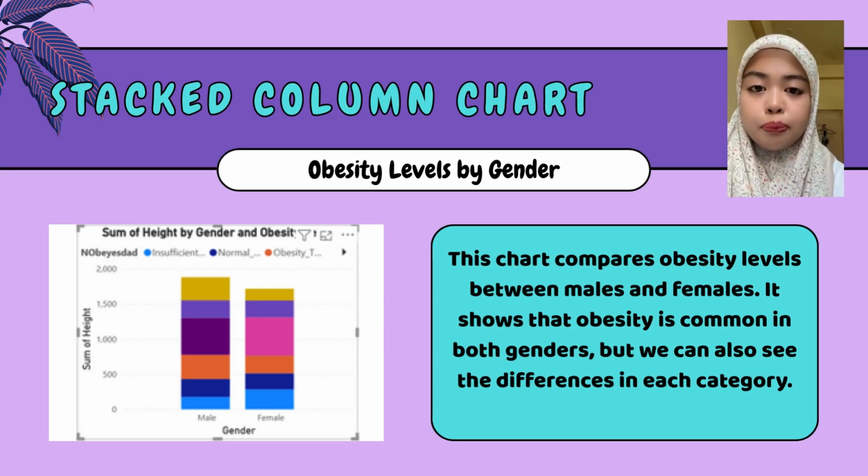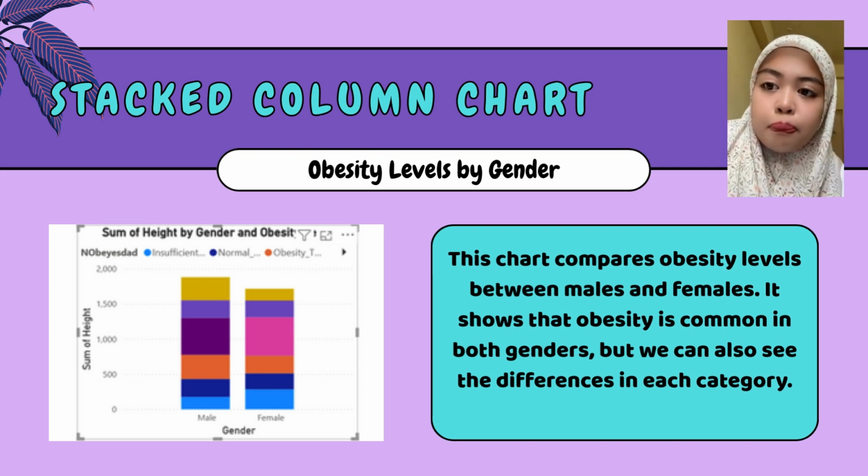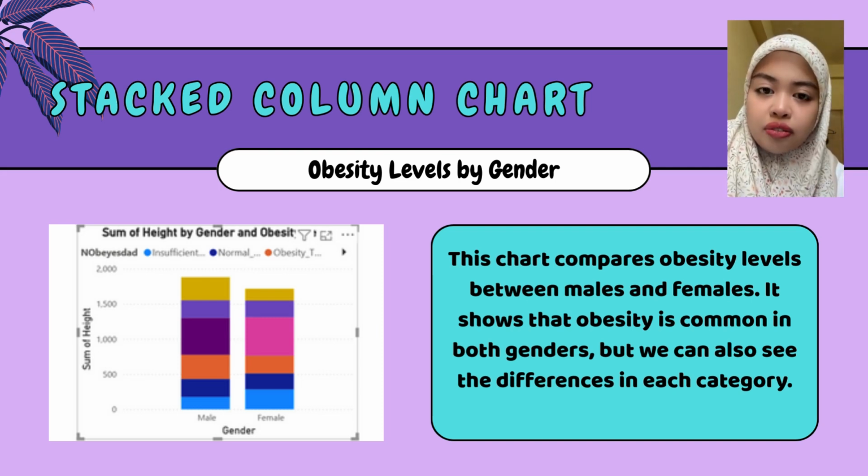So let's move to implementation. I use a column chart, showing obesity levels by gender. This chart was created to compare how obesity categories are distributed across male and female individuals. The gender field was placed on the x-axis, while the NObeyesdad field was used as the legend to display different obesity categories. The values used were counts of records, so each bar represents how many people of the gender fall into each obesity level. This chart provides a quick visual comparison of obesity rates between genders.